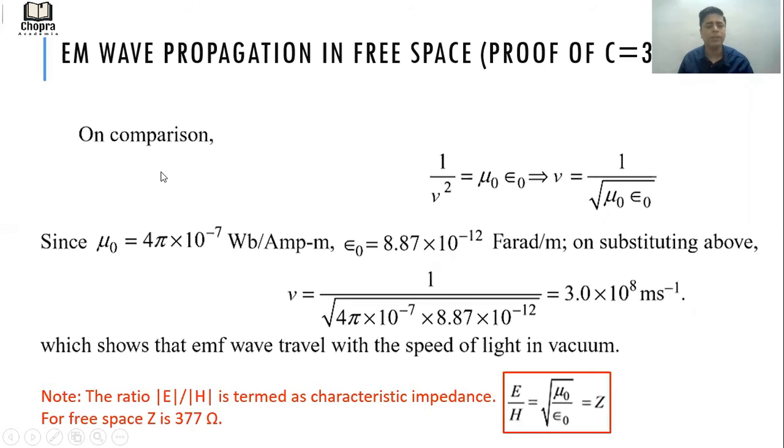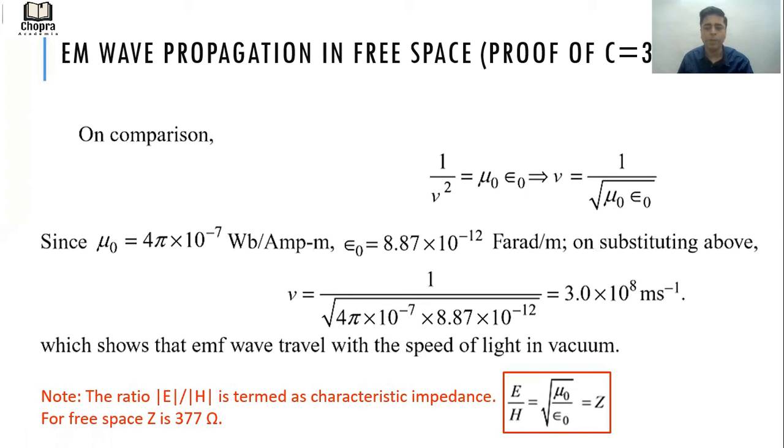So on comparison, we get 1 by V square is equal to mu naught epsilon naught, or V is equal to 1 by root of mu naught epsilon naught. Now the values of mu naught are 4 pi into 10 to the power minus 7 Weber per ampere meter, and epsilon naught is 8.85 into 10 to the power minus 12 farad per meter. On substituting in the above equation, we get V is equal to 3 into 10 to the power 8 meter per second, which shows that the EM wave travels with the speed of light in vacuum.